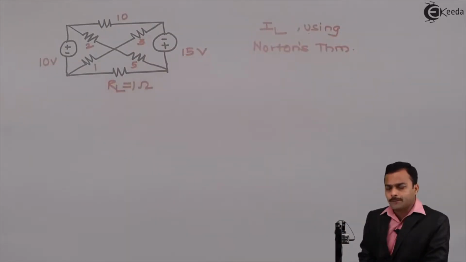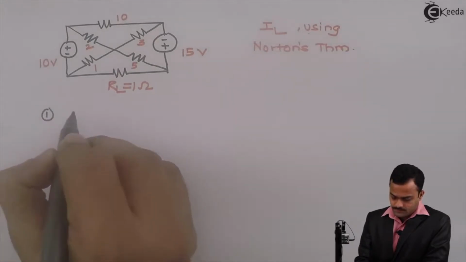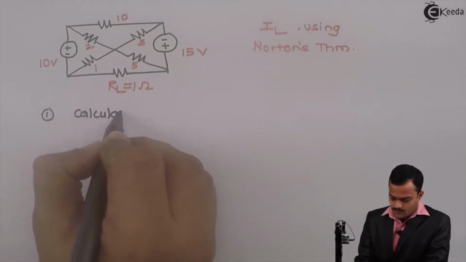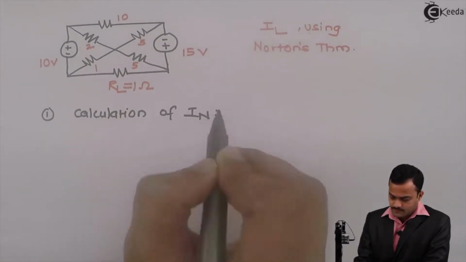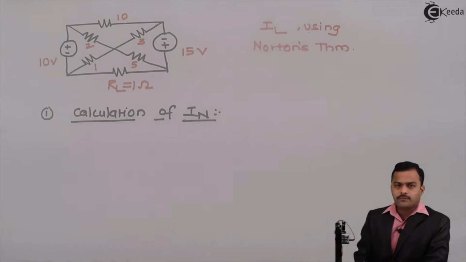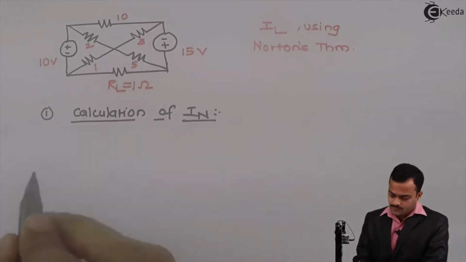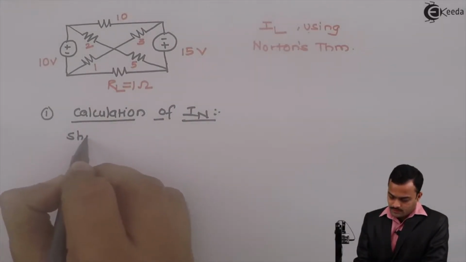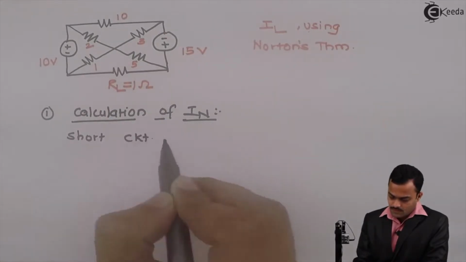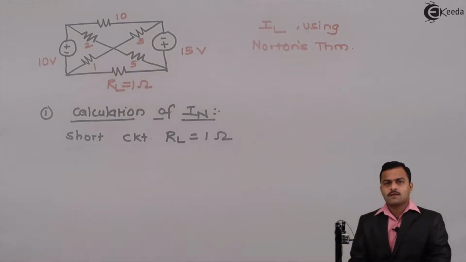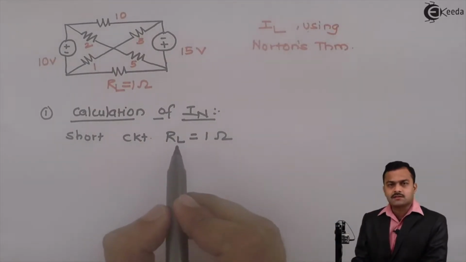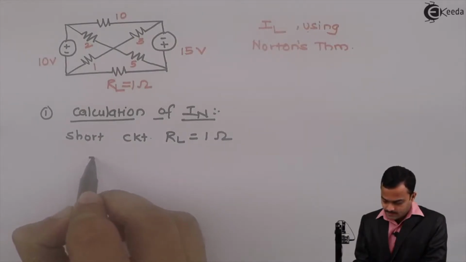We will follow the procedure to solve a problem by Norton's theorem. As per the procedure, step number 1, calculation of Norton's current, that is IN. For this, what we need to do? We need to short circuit load resistance. In this case, it is 1 ohm. So if I do this modification, I will get circuit like this.